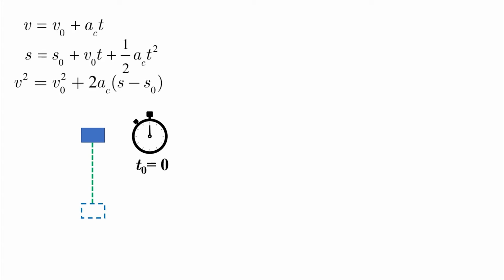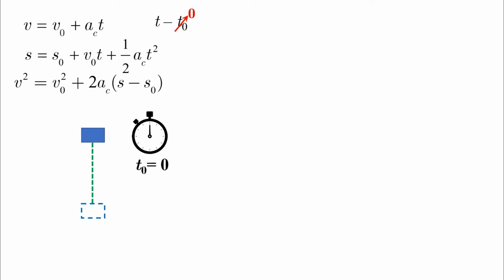Let's say we are holding a particle at rest, and then at t naught equals 0, the particle started its motion exactly as we started our stopwatch. Assuming constant acceleration, the equations can be used without mentioning t naught at all, since it's already equal to 0.